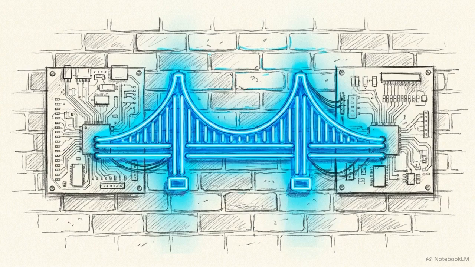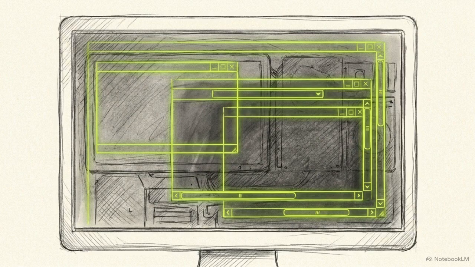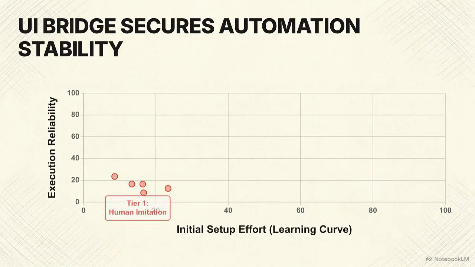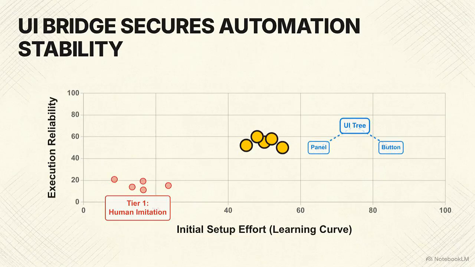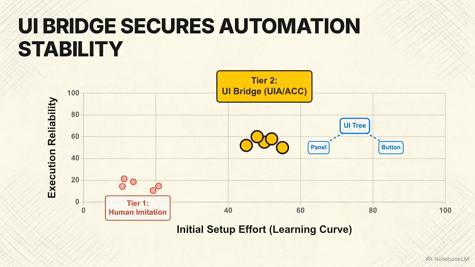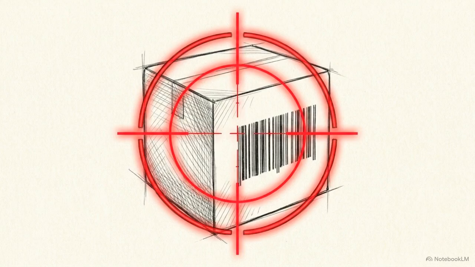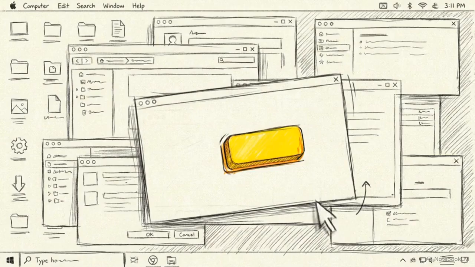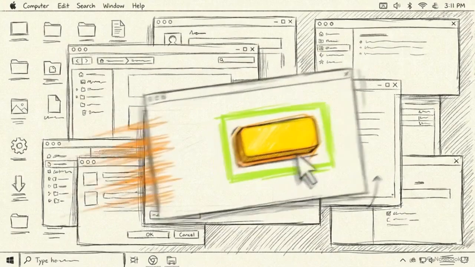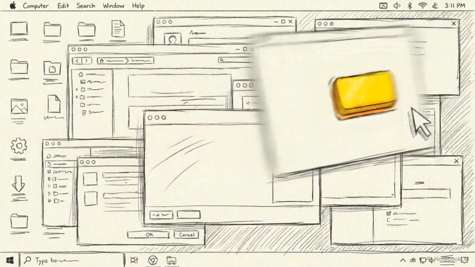Tier 2 is the UI bridge. This involves using accessibility libraries like UIA and ACC, or the native menu select commands. Instead of scanning pixels, these methods query the structural code of the application's graphical interface. This moves us toward the center of the matrix. You spend more effort learning how to read UI trees, but you gain stability. Because the script targets a button's structural ID rather than its appearance, it can still interact with its target, even if that button moves across the screen or changes color.